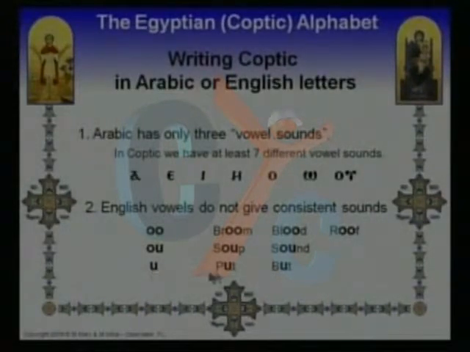Even this letter, the U. You see here, when you put it here, put, and it's the same except you put B instead of the P, it becomes but, not put. So in English, the vowel sounds are not consistent. In Coptic, they are consistent, and that's why the best way is to write Coptic in Coptic, and you pronounce it with the vowels of Coptic. This will make the pronunciation much more accurate.